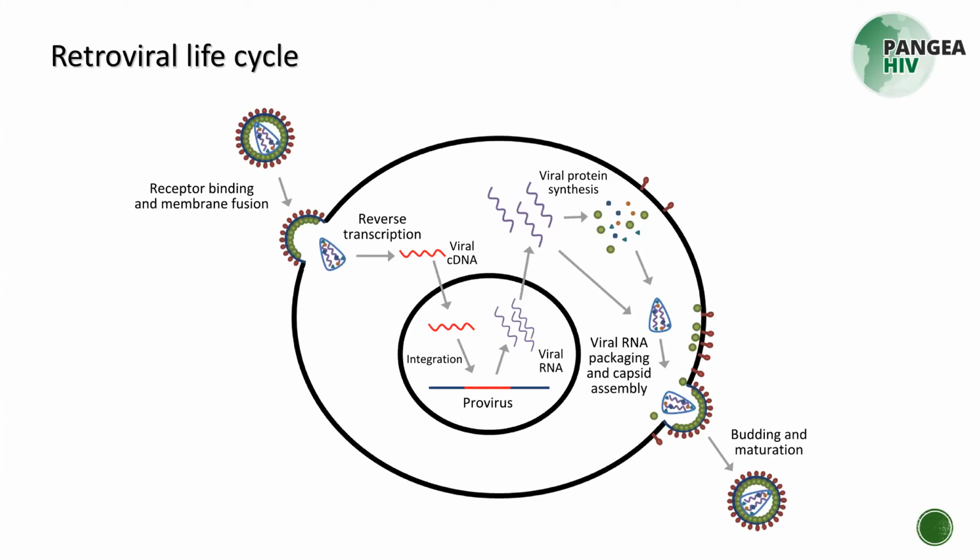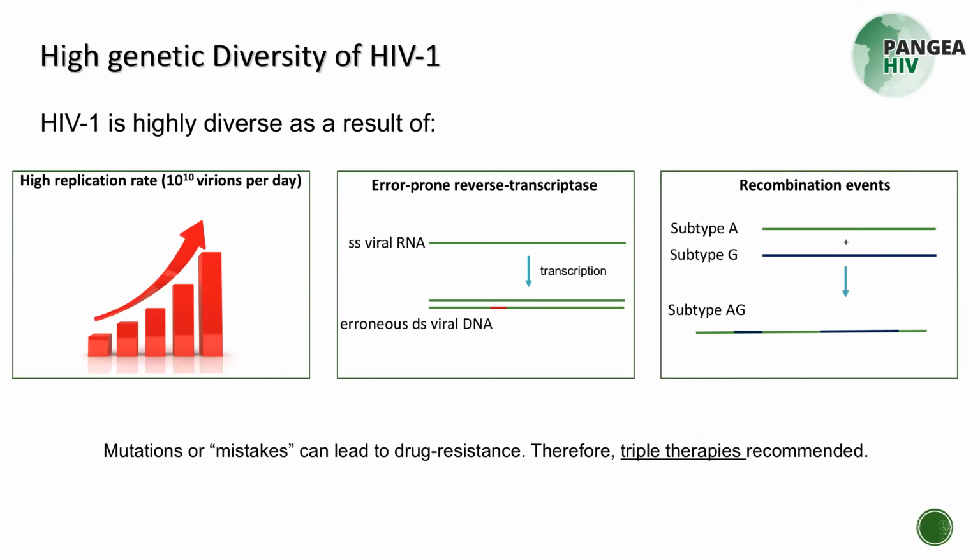After there's been accumulation of the synthesized viral proteins and genomic RNA, viral RNA, all those components are then packaged, and then they bud from the cell and then mature when the GAG polyproteins are cleaved by protease. So the problem with HIV is that it's quite highly diverse. There's a high replication rate, and there could be 10 million to 100 million different virions per day.